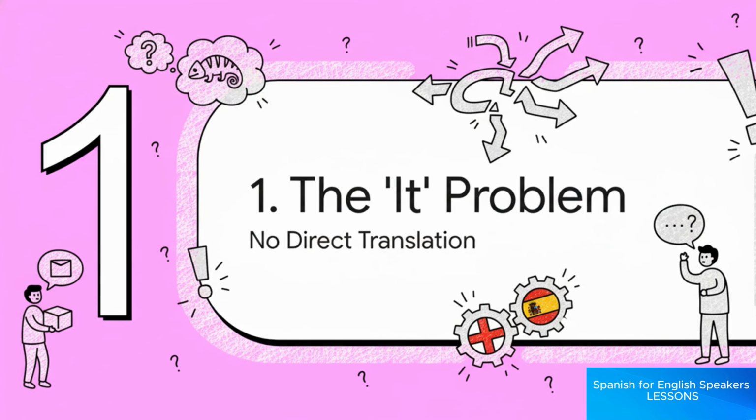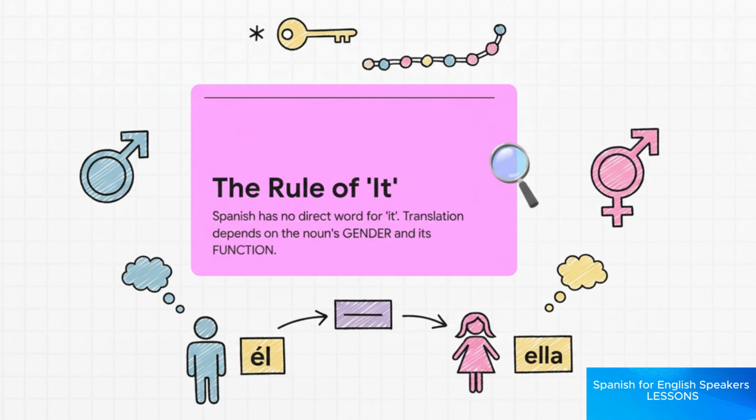All right, first things first. Let's really dig into what makes this little word such a headache. Okay, so here it is. The absolute golden rule you need to remember. Spanish just doesn't have a direct one-for-one word for "it." It's not a thing. Instead, the word you use completely depends on two key things. First, the gender of the noun you're talking about, and second, its function, what it's actually doing in the sentence.